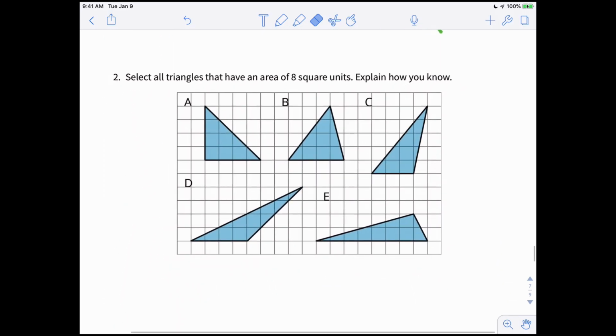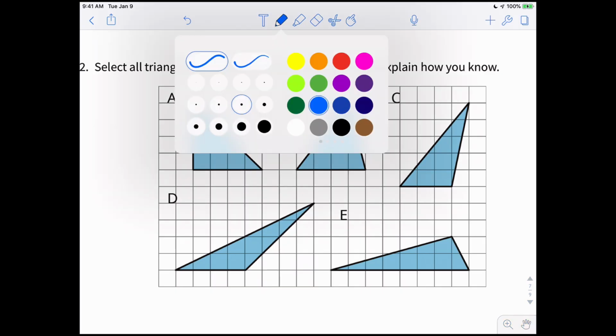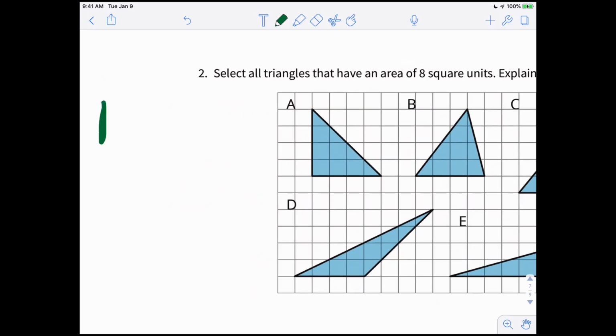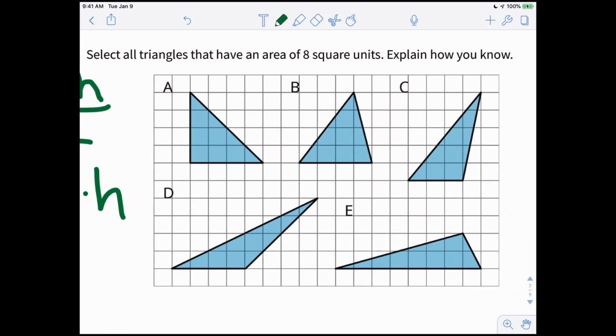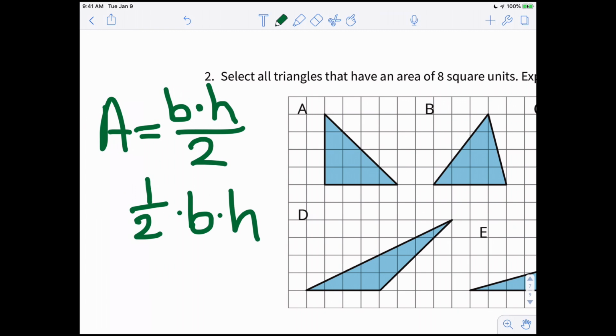So select all the triangles that have an area of 8 square units. All right, so ladies and gentlemen, this one we're just going to go quick. You know your formula is base times height divided by 2. Or you could say 1/2 times base times height. And so the idea is you got to identify your base and your height. You're going to multiply them together, and then you're going to divide by 2.